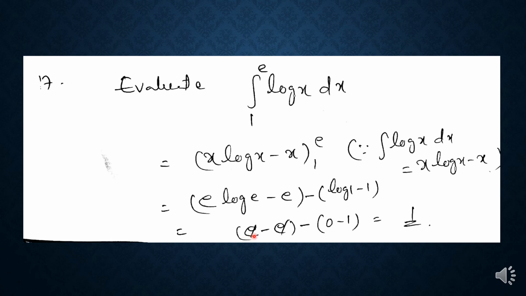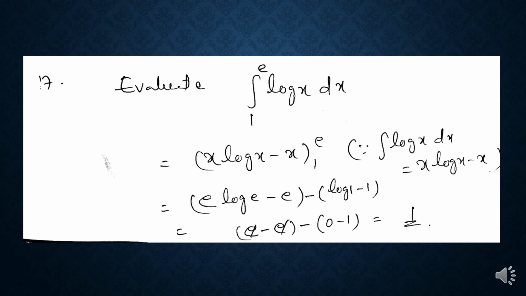e minus e minus log 1 value is 0, then 0 minus 1. So here plus e minus e get cancelled, minus log 1, the value is 0. Log 1 is equal to 0, so we are left with minus 1. Minus of minus 1 is plus 1. Thus we can substitute the limits. So integral log x dx is x log x minus x.